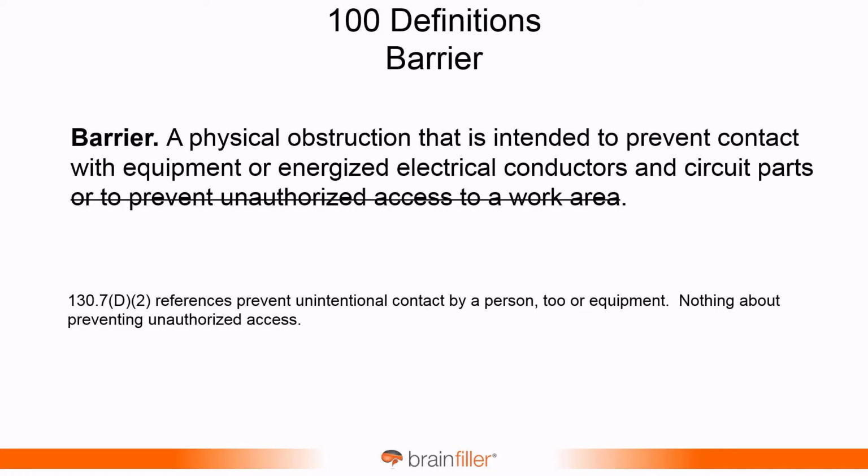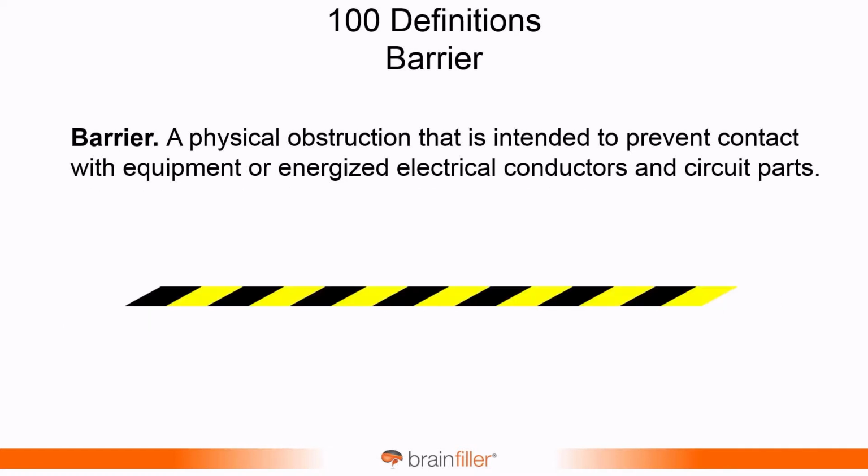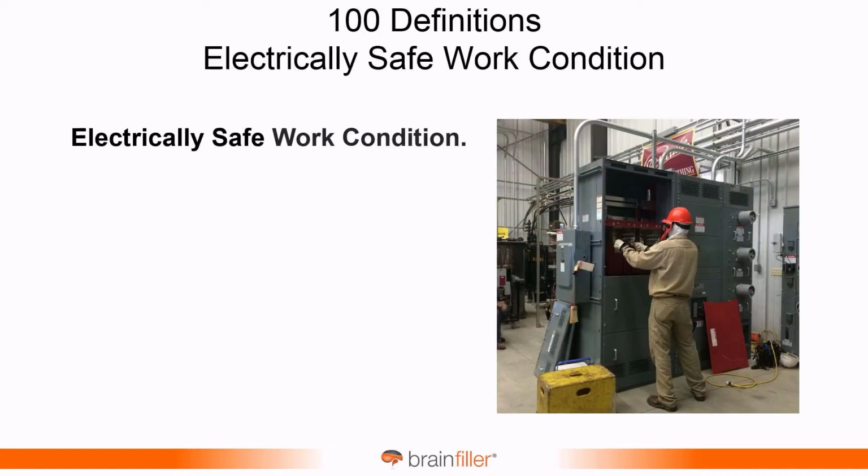Definition of a barrier. There was a change made here, and this was to align with some other references within NFPA 70E. For example, in this case, the last words, to prevent unauthorized access to a work area, really weren't what the barrier was all about. It's to prevent contact with equipment or energized electrical conductors. And so the definition for barrier now states that it's an obstruction intended to prevent contact with equipment or energized conductors and circuit parts.